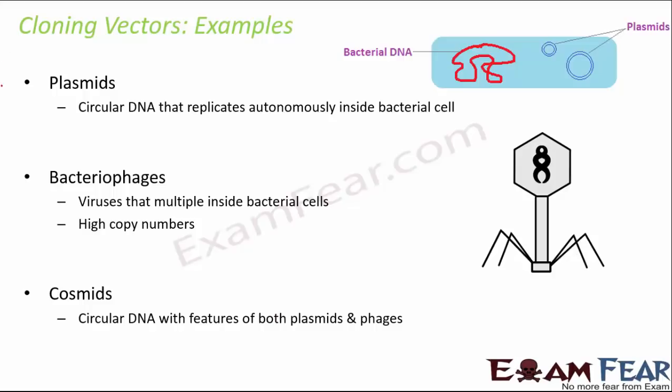So one is plasmid, that is circular DNA that replicates autonomously inside bacterial cells, that is its speciality. Bacteriophages, viruses that multiply inside bacterial cells and have high copy numbers. So they have very high copy numbers. Cosmids, circular DNA with features of both plasmids and phages. So they are between the two. Some characteristics of plasmids, some characteristics of bacteriophages. So it's like a combination of the two.